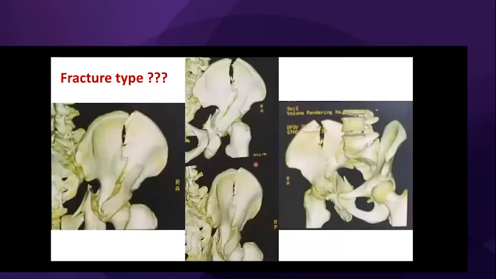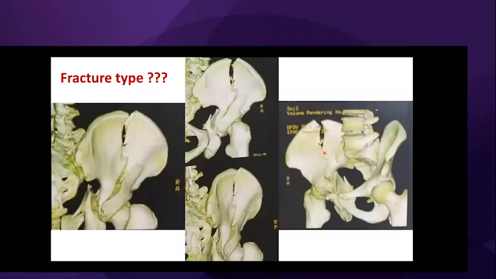So in this 3D CT, how can you classify this fracture? Is it an associated both column fracture or an anterior column with a posterior hemitransverse? This is a very difficult situation because this anterior column fracture is very high. This is a posterior column fracture, so both columns are fractured. A huge posterior wall fragment is here. This is looking from inside the pelvis: the comminuted anterior wall, the vertical limb of the anterior column fracture.